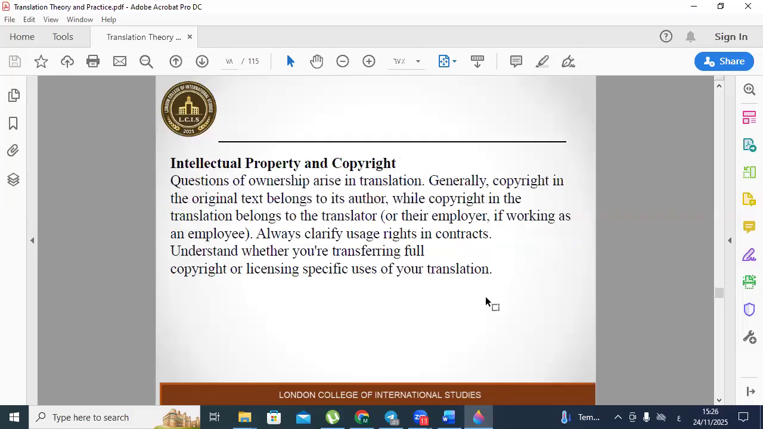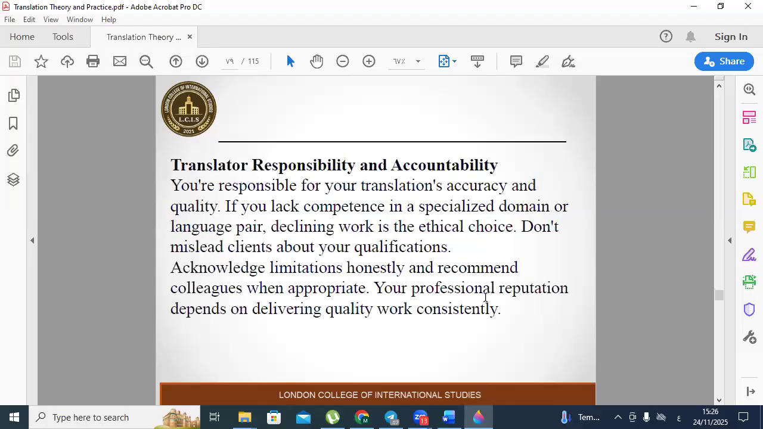Intellectual property and copyright. Questions of ownership arise in translation. Generally, copyright in the original text belongs to its author, while copyright in the translation belongs to the translator or their employer if working as an employee. Always clarify usage rights in contracts to understand whether you're transferring full copyright or licensing specific uses of your translation.